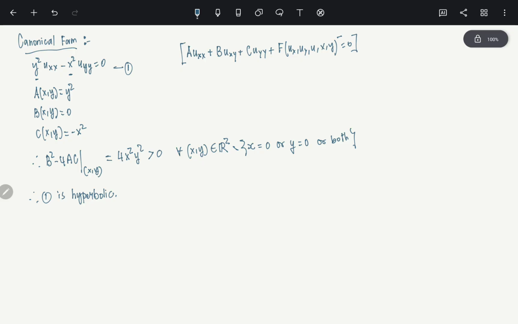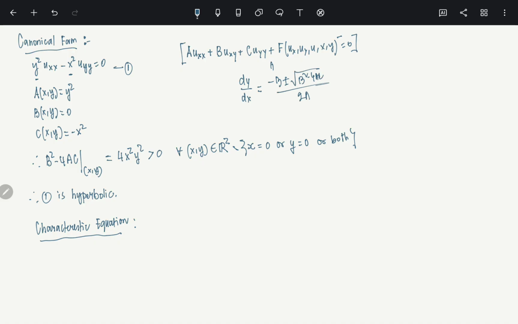Now, how do you solve this equation? You don't have to do the whole canonical form theory. What you need to do is just remember the characteristic equations. You remember what the characteristic equations are? Those were given by dy by dx equals to minus b plus minus root of b square minus 4ac, over 2a, right? That was given. Now if you put it in our format, what happens?